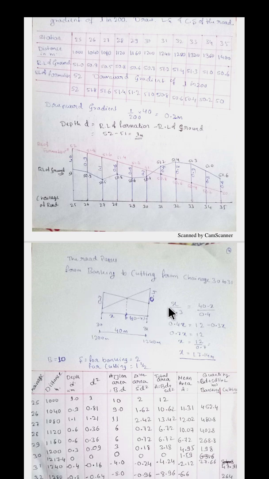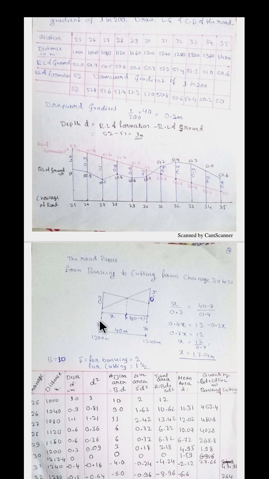So we'll rationalize it. x divided by 0.3 equals 40 minus x divided by 0.4. So cross multiplication: 0.4 into x, 0.3 into 40, that is 12, 0.3 into minus x, this is minus 0.3x. Sending this to the right hand side, it becomes 0.7x equal to 12. Then x equals what? 12 divided by 0.7, x equals 17.14 meters.